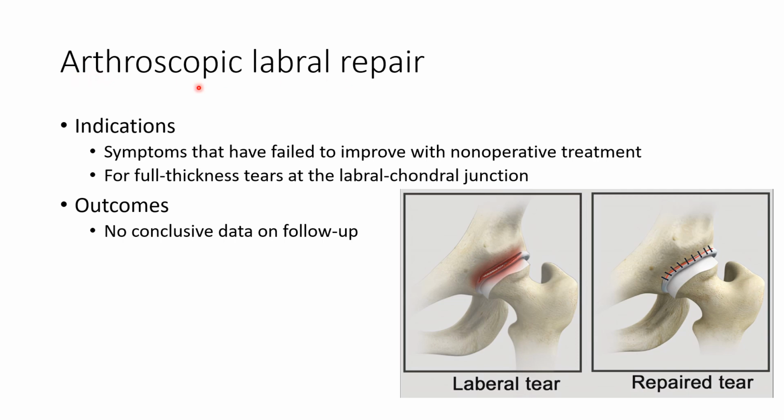So let's look at the actual process. So here we go, the labral repair. Okay, so they have a tear there on the periphery of the labrum, close to the area where the blood supply is, and you can just suture that back down, and a lot of times it'll take. It's indicated in patients who have symptoms that have failed non-operative treatment. You always want to try non-operative management first, or for full thickness tears at the labral chondral junction, where the labrum meets the articular cartilage.